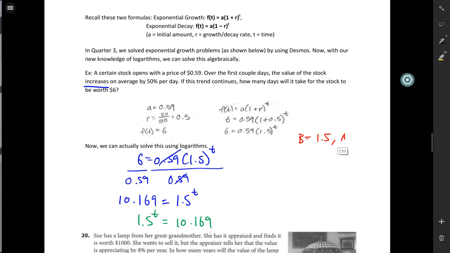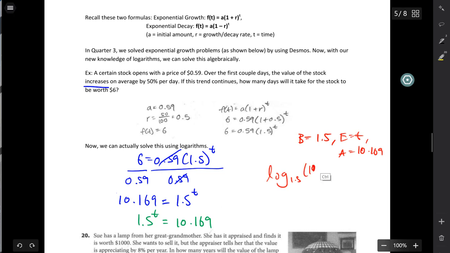Our exponent is t, and then our answer is 10.169. So if our goal is to solve for t, we have log base 1.5 of 10.169, and our exponent is t. So if we calculate this, it's log of 10.169 divided by log of 1.5.